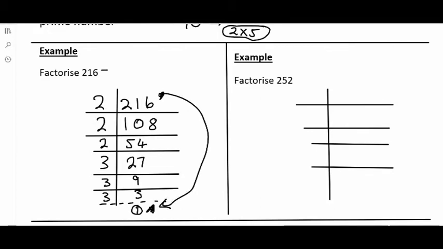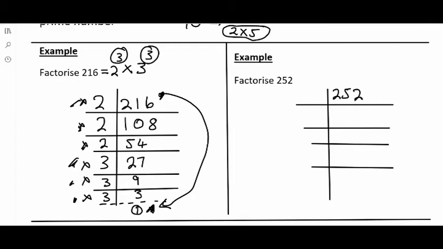So in other words, 216 is equal to 2 times 2 times 2 times 3 times 3 times 3. So in other words, 2 to the power of 3 times 3 to the power of 3. There's 3 2's. That's what this means. And there's 3 3's. That's what this means. Okay, let's look at another example.